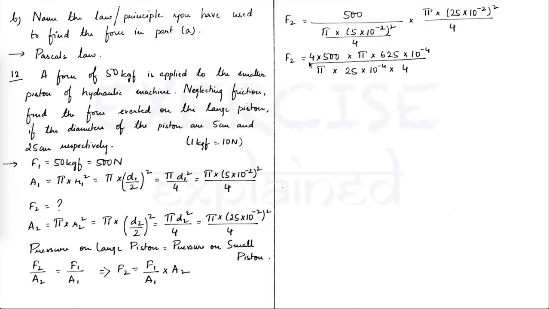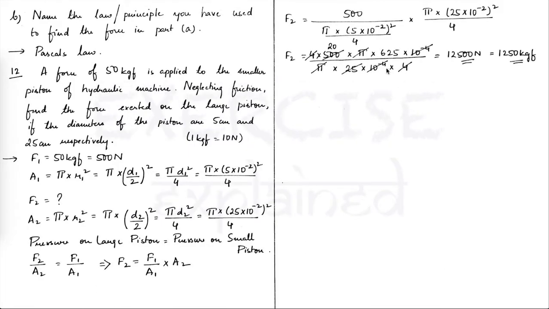Now I would be cancelling whatever we can cancel. 4 and 4 would cancel. 10 to the power of minus 4, 10 to the power of minus 4 would cancel. And 25 into 20 times will give me 500. So we are left with 20, pi and pi also cancels. So we are left with 20 into 625, which happens to be 12,500 Newton, or we can write it as 1250 kgf.